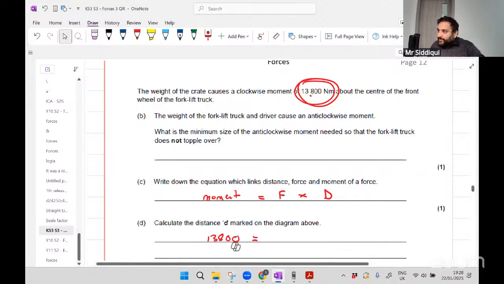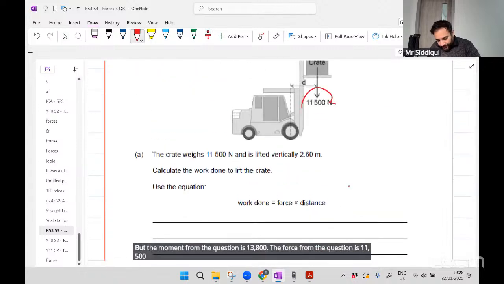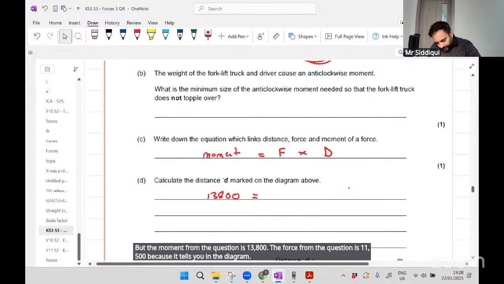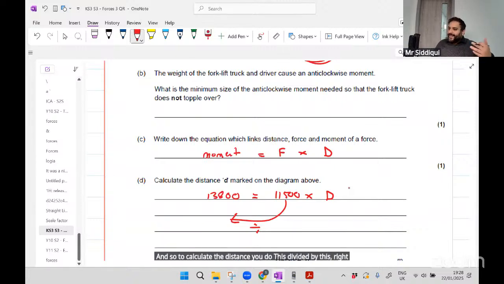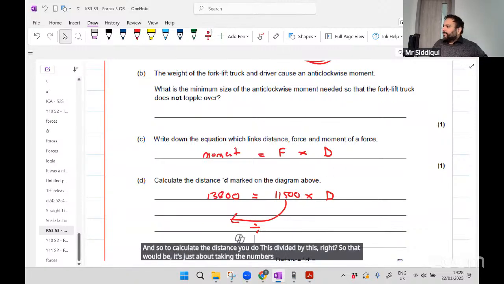The force from the question is 11,500 because it tells you in the diagram. And so to calculate the distance, you do this divided by this, right? So it's just about taking the numbers out of the question and dealing with it in that way.